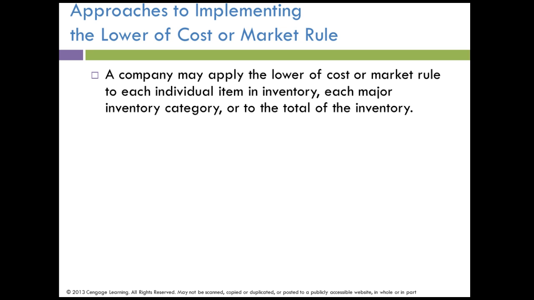So in applying this lower of cost or market rule, each major inventory category is usually looked at, or they can take the whole inventory. So it really varies how companies choose to allocate this lower of cost or market rule. Generally speaking, when there is a variety of inventory like this, it would be very difficult to just implement it somehow to the entire inventory.